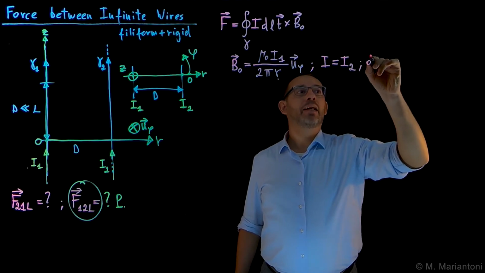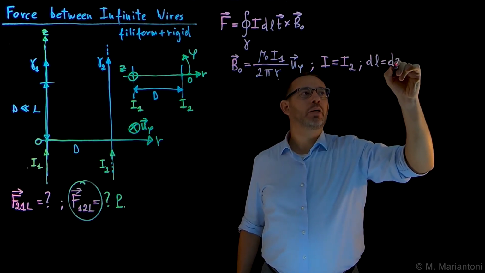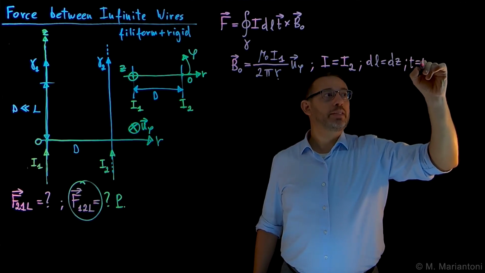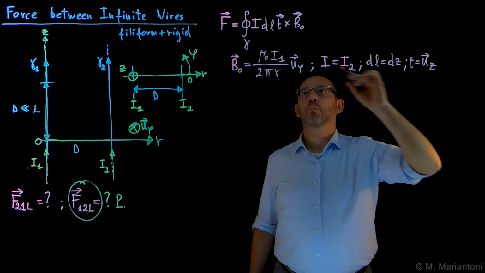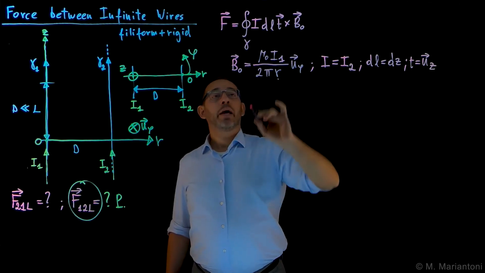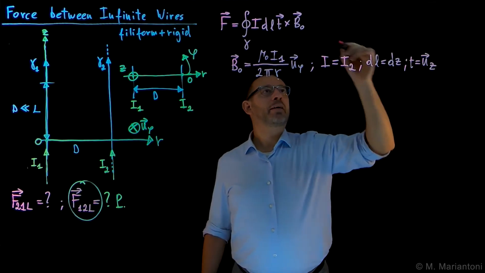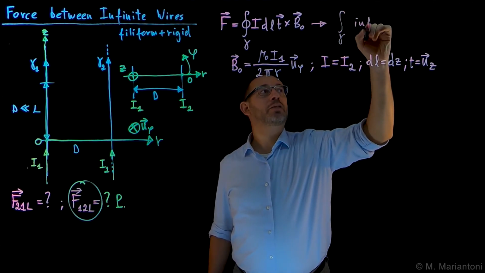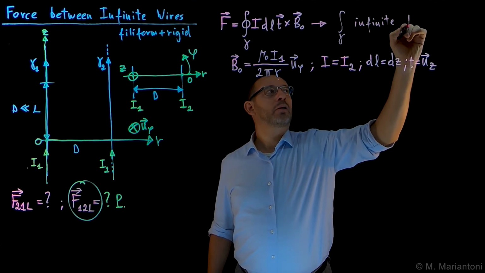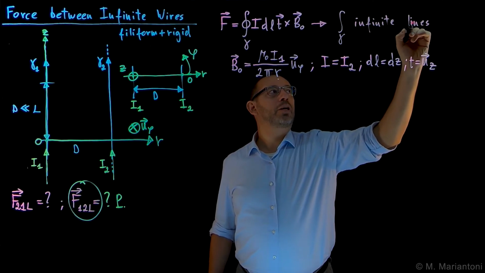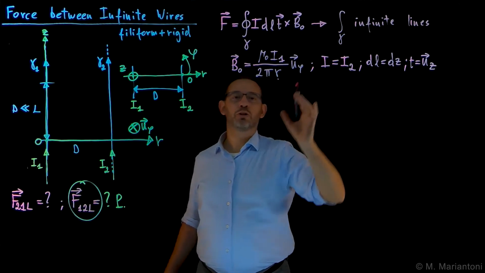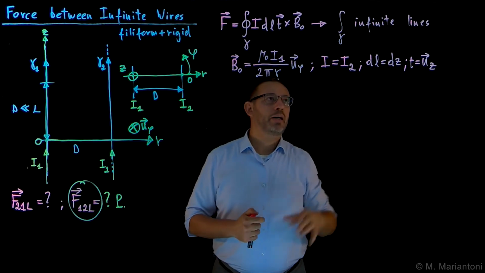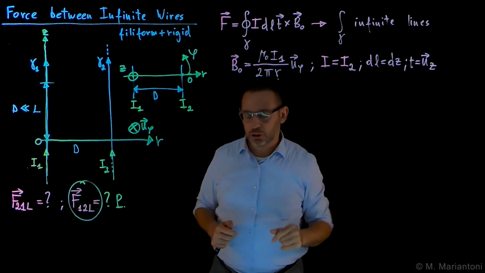Again, what about dL? dL is clearly dz, because the only direction of gamma is z. T is equal to uz, because again we are going in the z direction. B naught, we already wrote it down here. And this line integral becomes simply the integral over gamma for infinite lines. It's a special case where clearly we cannot do the circulation because it's an infinite line, so we need to do it just over the length. Of course it's a circulation if you want, but it's more proper to write it in this fashion. Good.